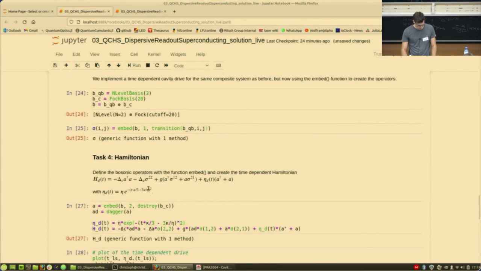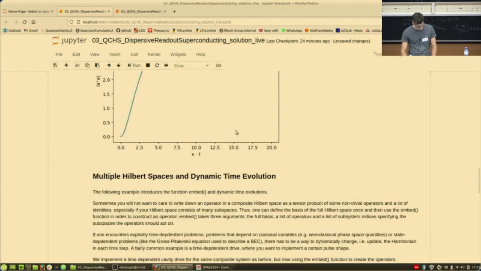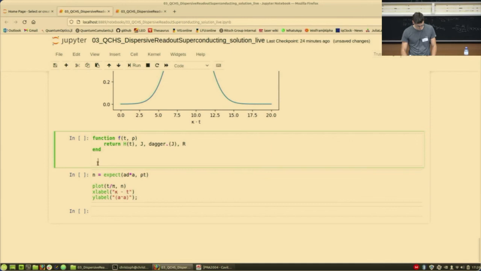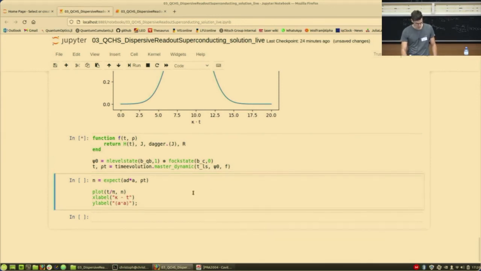And we still need to get the initial state, which I have here. This is the initial state, and in the end we just need to calculate the time evolution of the system, which is given by the function time evolution dot master underscore dynamic, and its arguments are the t list, the psi 0, and this function we defined above. Good. And then we can just calculate the dynamics as I did here. Or maybe I should make a semicolon here.